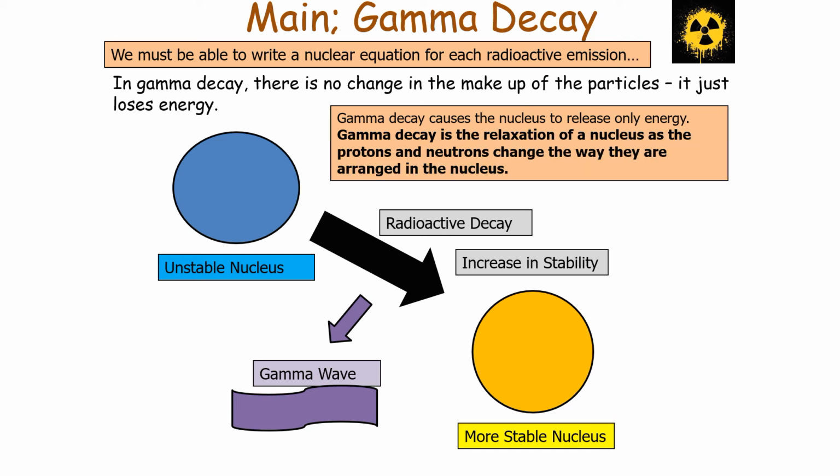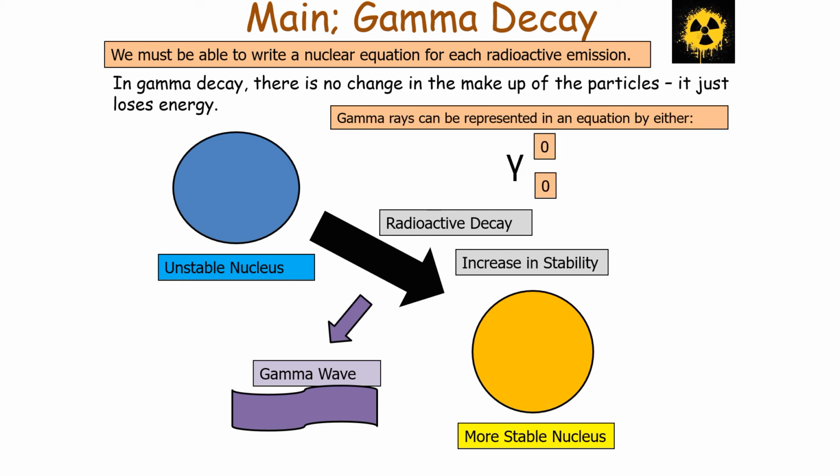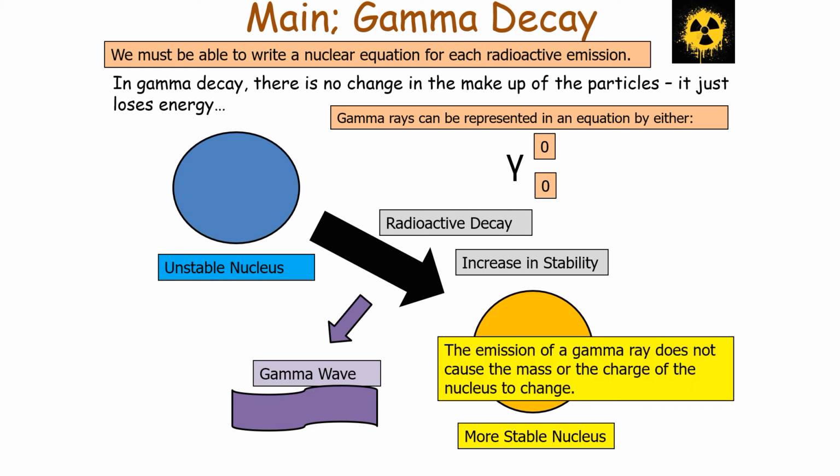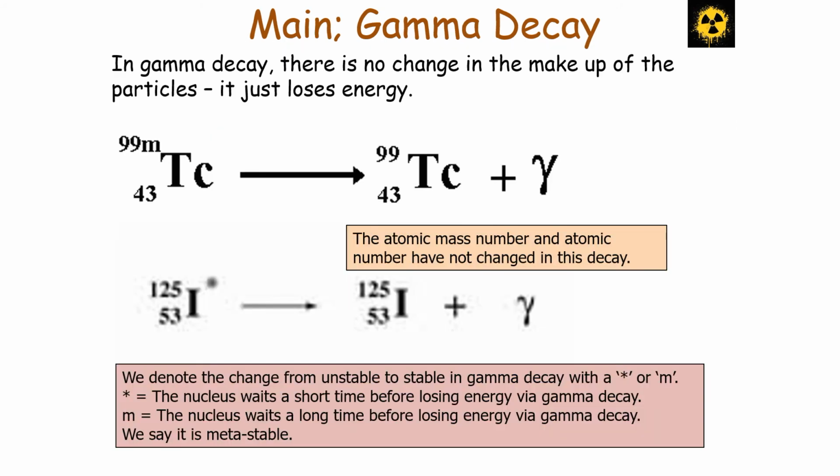Gamma decay is in fact the relaxation of a nucleus as the protons and neutrons change the way they're arranged in the nucleus, as opposed to changing any type. Now gamma rays can be represented in an equation with the following symbol of 0, 0. The emission of gamma does not cause the mass or the charge of the nucleus to change. So in gamma decay there's no change in the makeup of the nucleus, it just loses energy.